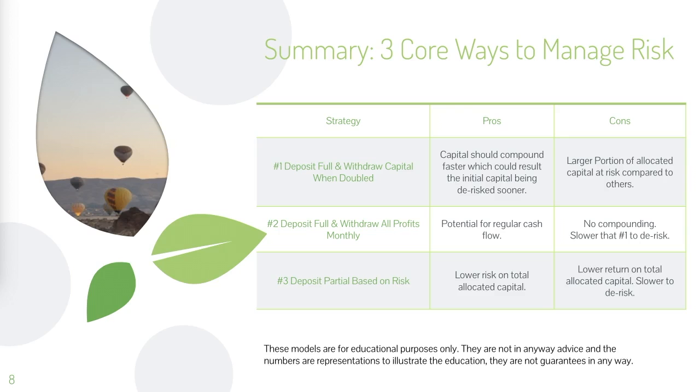Strategy 3 was deposit partial allocation based on your risk profile. The pros are lower risk on the total allocated capital. The cons are lower return on the total allocated capital because you're not getting the compounding effect, and it's slower to de-risk.